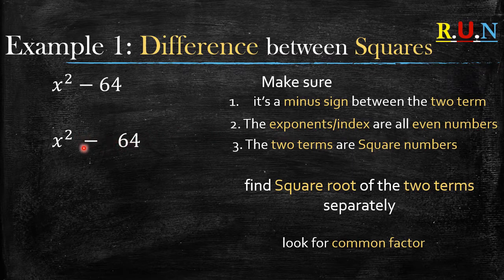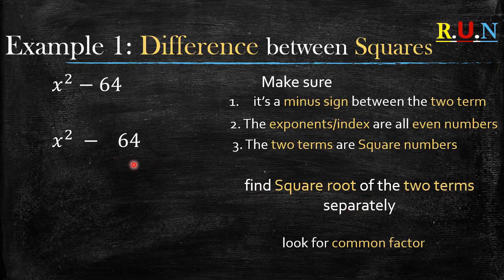For example, in these two terms, we have one exponent, which is 2, and it's an even number. What are even numbers? Even numbers are numbers like 2, 4, 6, 8, 10, 12, and the list goes on. Number 3, make sure that the two terms are square numbers. Then we start looking for our answer. Where do we start? Find the square root of the two terms separately.